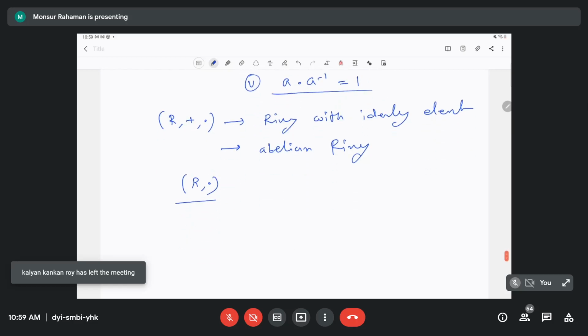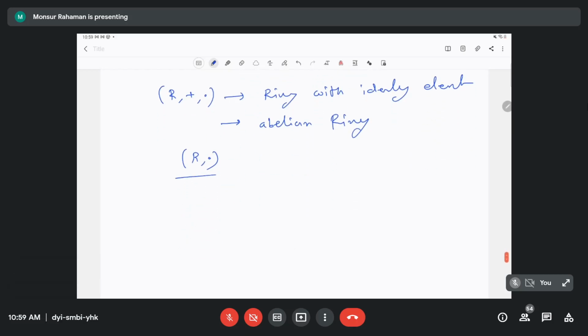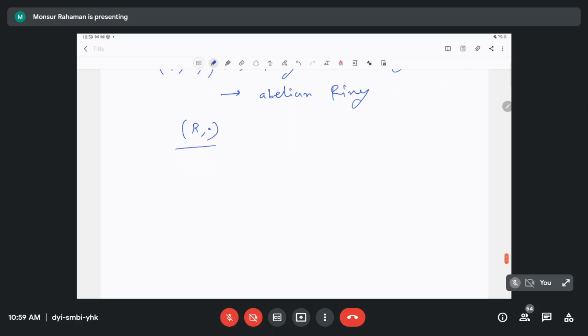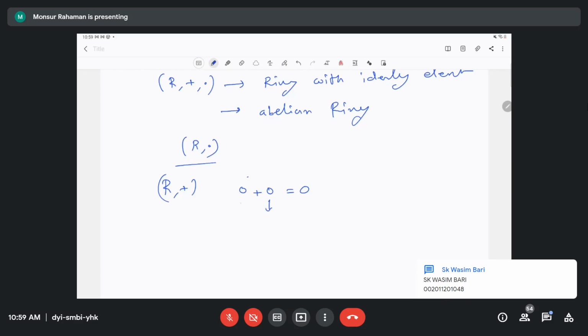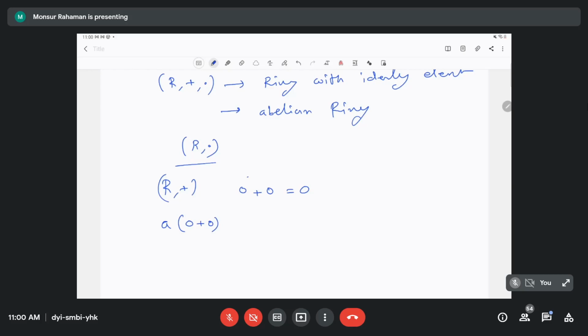And why is that the case? Because of the distributive law. For example, what about 0 plus 0 in R plus? 0 is the identity element of R plus. So 0 plus 0 is how much? 0, obviously, because 0 is the identity element, so it acts on every element. 0 is another element, so 0 plus 0 is 0. Now we'll apply the distributive law for any arbitrary element.